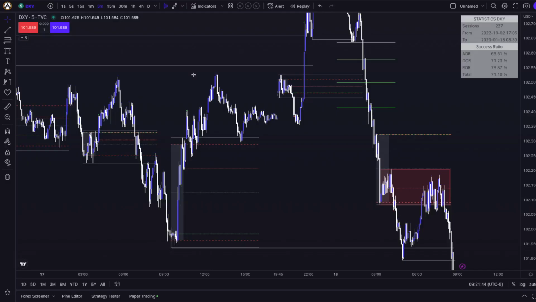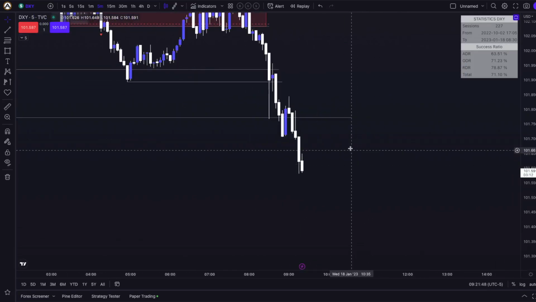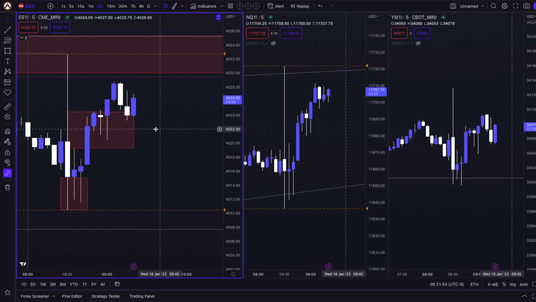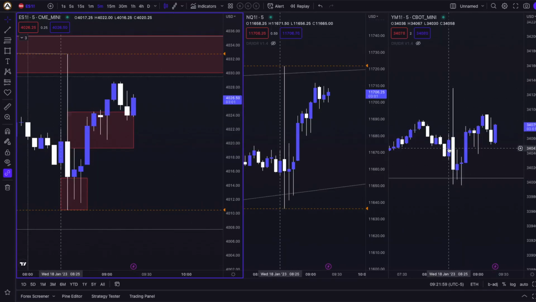Based on the DXY, we should see the continuation move to the upside. The DXY is still dropping, that's nice to see. Pound USD is also pumping. Let's compare our indices. All the indices are still within the opening range, basically, from 8:30. So nothing really important there.